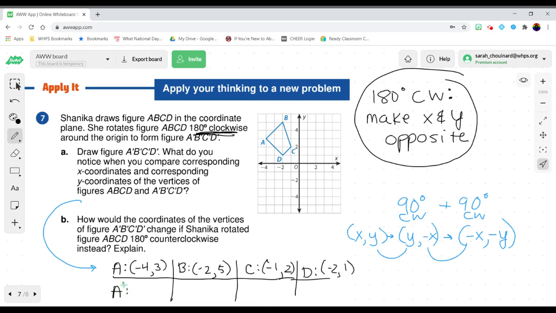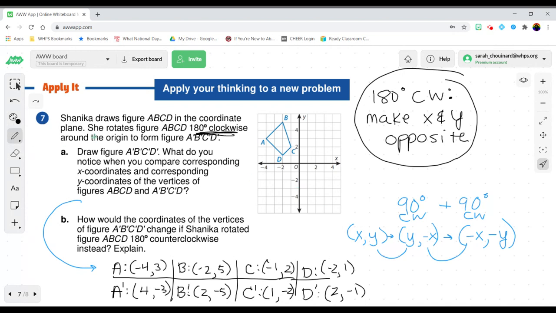So let's apply our new rule for going 180 degrees, and that is to make X and Y opposite. So A prime is going to be +4, -3. B prime is going to be +2, -5. C prime is going to be +1, -2. D prime, I'm making both those coordinates opposite, +2, -1. And that makes me happy because the X coordinate's positive, the Y coordinate's negative. That's going to bring me to the fourth quadrant, which makes sense because 180 is one quarter plus another quarter. So my answer should be in this bottom quadrant for a 180 degree.